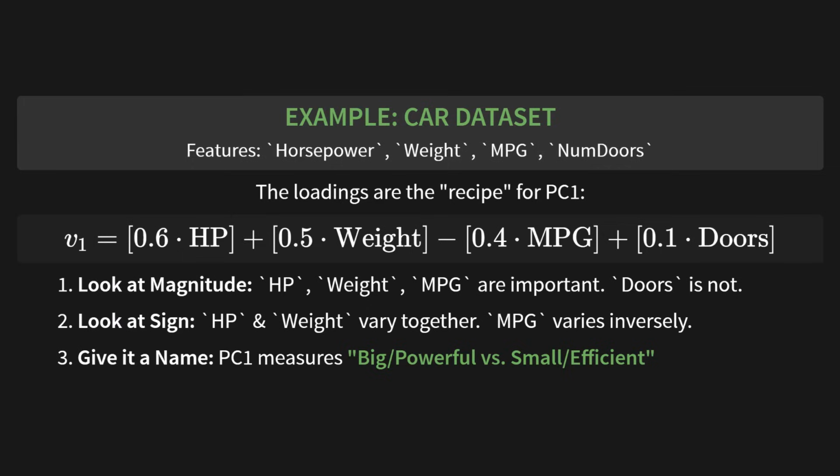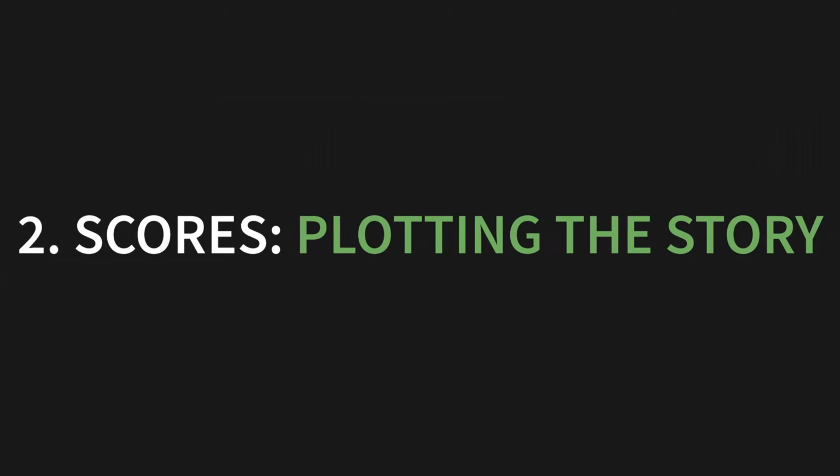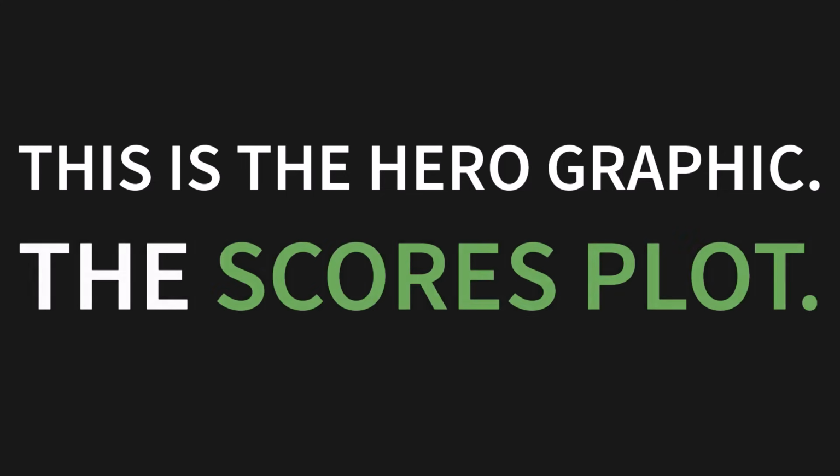Now for the final payoff. Part 2, the scores. The scores let us plot the story. This is the hero graphic of any PCA analysis. The scores plot. It's a scatter plot of all your data points, but instead of the old messy axes, the axes are now PC1 and PC2, our new super informative dimensions.